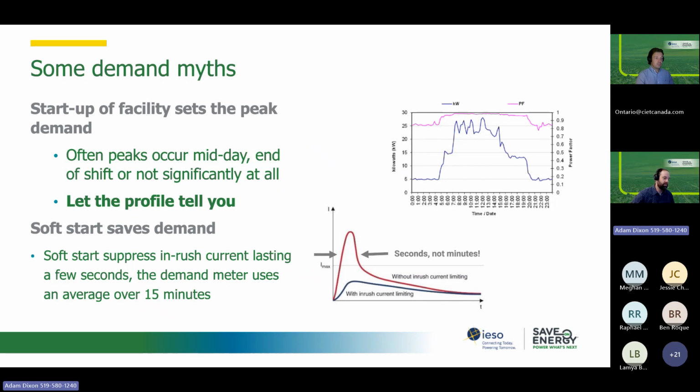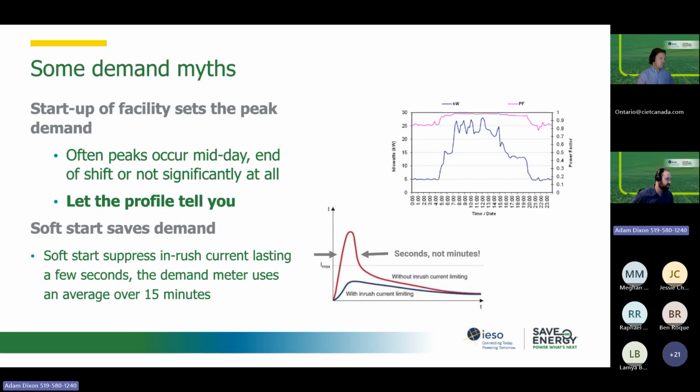We do come across areas like that. I was recently working in a school that was converted to an artist's market, and they still had the electric heaters in each room turning on at 7:30 a.m. when no one was actually in the building. So they were setting their peak demand, and it was actually about 150 kilowatts. They reduced a massive amount of cost each month by just controlling those startup things. So let the profile speak to you.